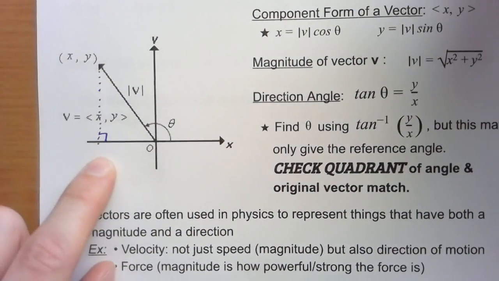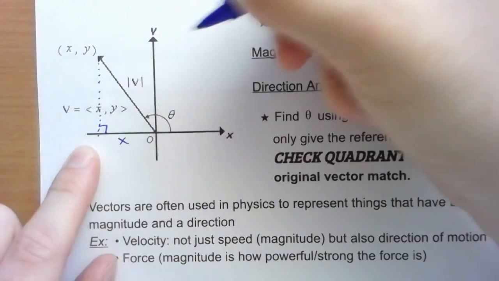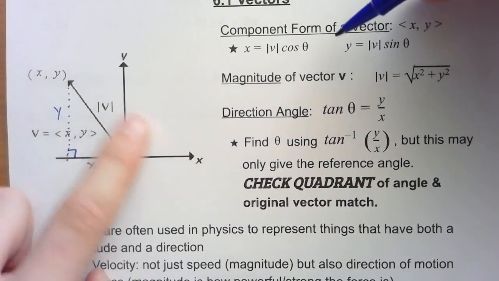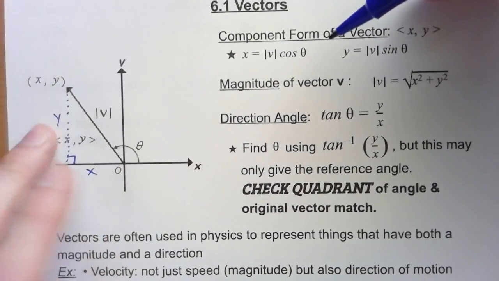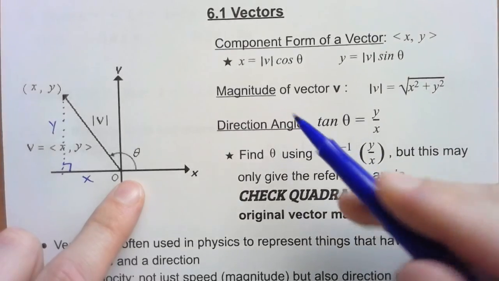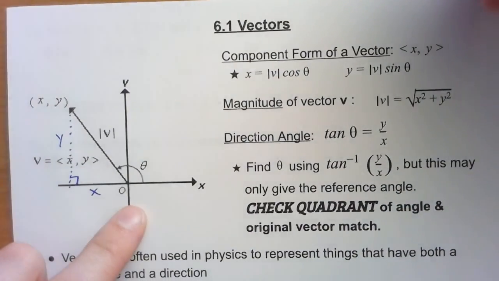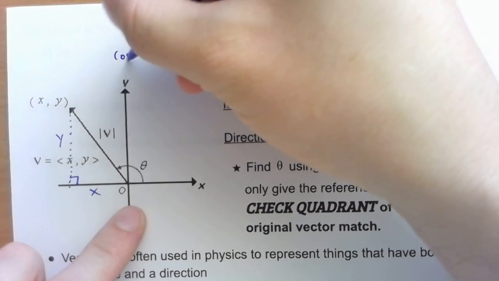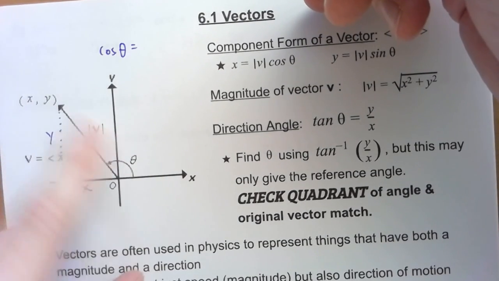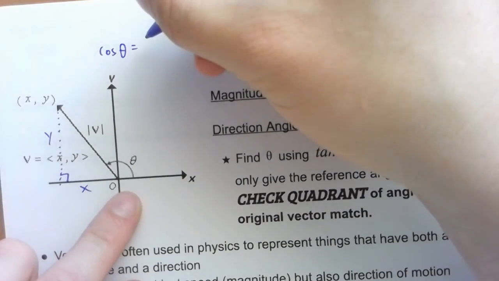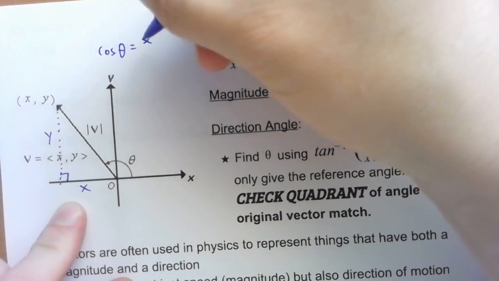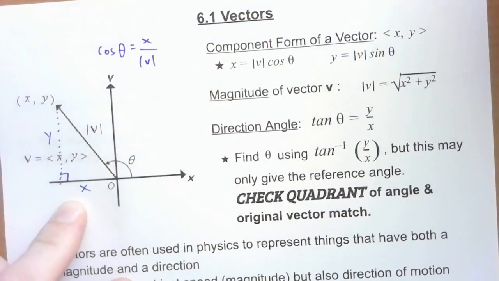We can drop down the altitude here, say that this distance is the x. This distance is the y, and we look at all those relationships between the x and the y, the magnitude and the angle. One thing that we did before was we said, all right, the cosine of theta would be the x over, we used to call it r, now we're going to call it magnitude. So cosine would be adjacent over hypotenuse here, so the x over the magnitude.